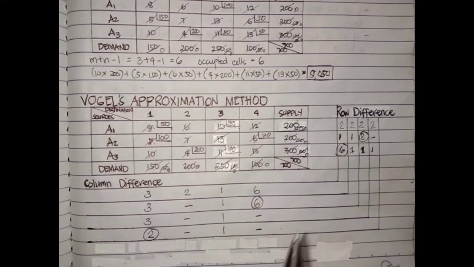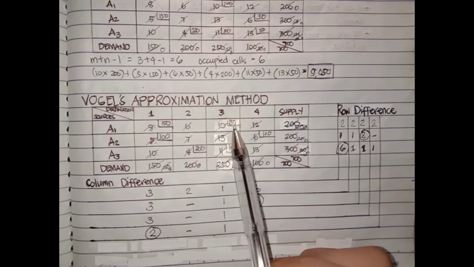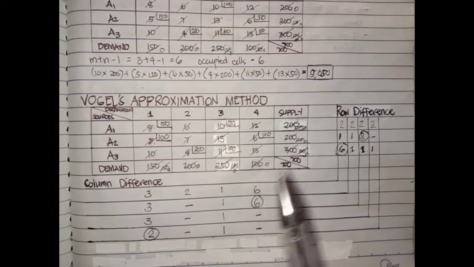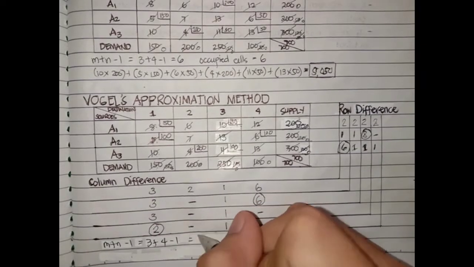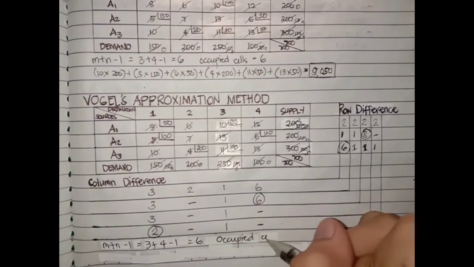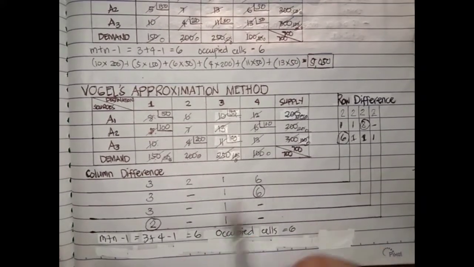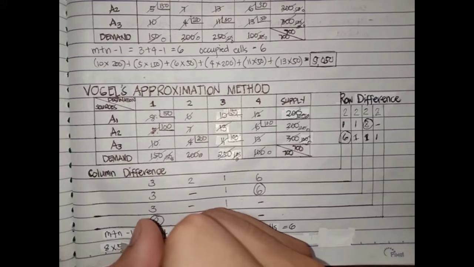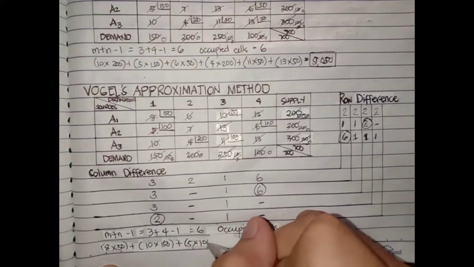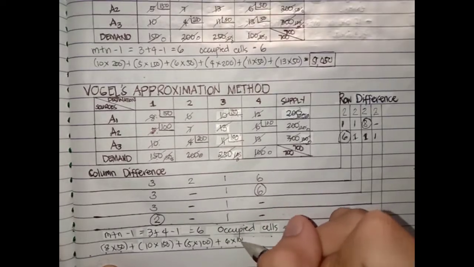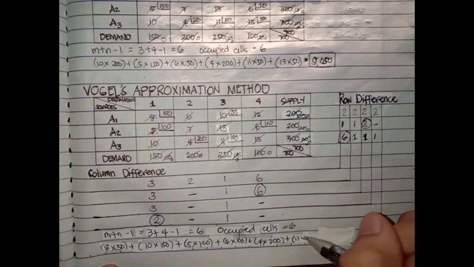So just like the two methods, we will count the occupied cells: 1, 2, 3, 4, 5, and 6. So m plus n minus 1 is equal to 3 plus 4 minus 1 is equal to 6, and our occupied cells is equal to 6. So we will add the product of these allocated cells. So we have 8 times 50 plus 10 times 150 plus 5 times 100 plus 6 times 100 plus 4 times 200 plus 11 times 100.